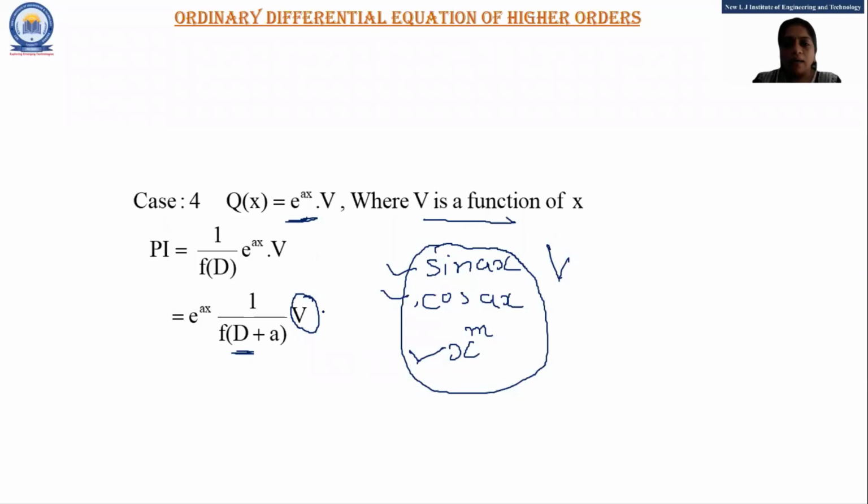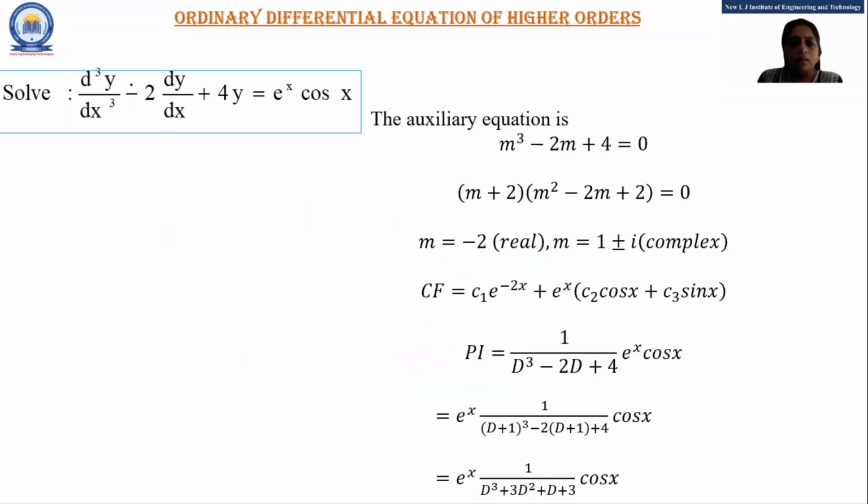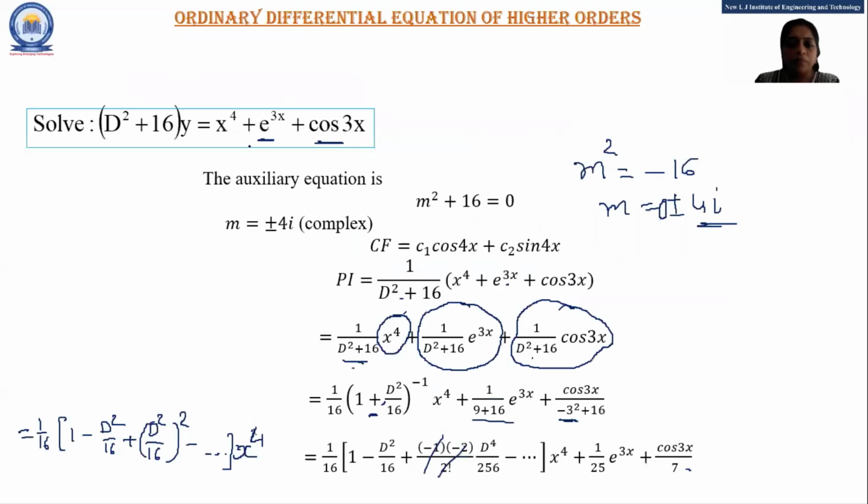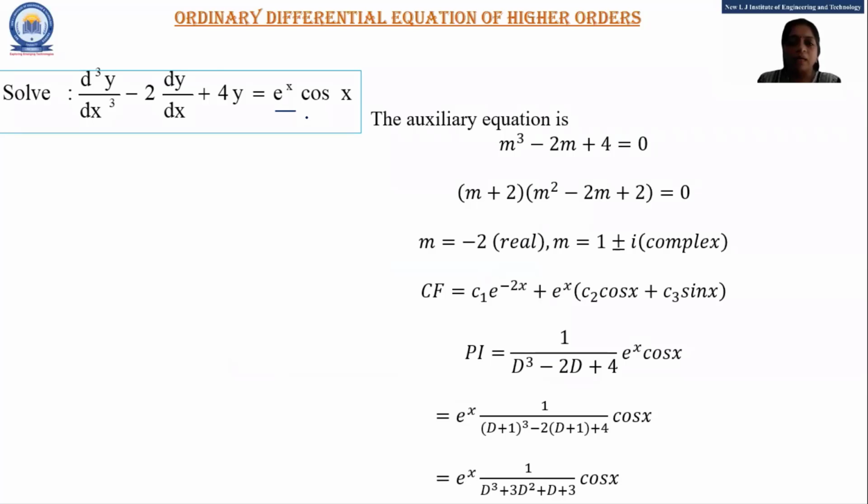Okay, so let's start. Example. See, this is d cube y upon dx cube minus 2 dy by dx plus 4y equals e raised to x cos x. See here, in the last example, there was e raised to 3x plus cos 3x, a plus sign between them, right? But now there is no plus sign. There is a multiplication, e raised to x into cos x. Whenever exponential term into cos or sine term is given, you have to apply case 4.